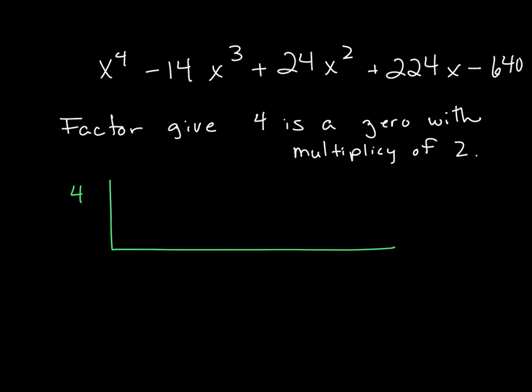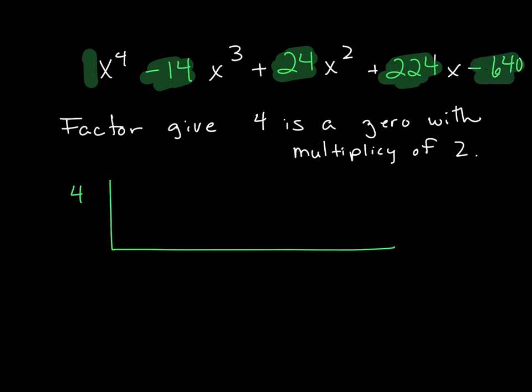For our coefficients here, we're going to use 1, negative 14, 24, 224, and negative 640. So that's going to be 1, negative 14, positive 24, positive 224, and negative 640. All right, so let's go ahead and get started. First thing I'm going to do with this is bring down my 1.